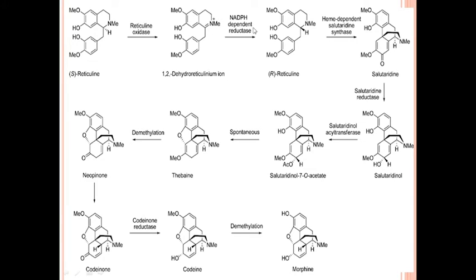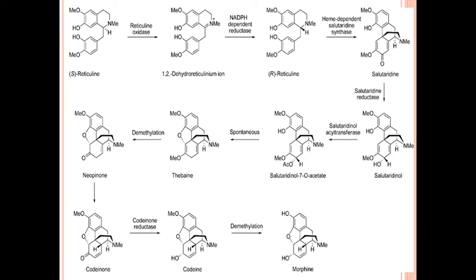Now an NADPH dependent reductase enzyme will convert that reticulinium ion to reticulin R. Here the S configuration is converted into the R configuration by using the enzyme NADPH dependent reductase. This enzyme is involved in detoxification of reactive carbonyls in plants. Whatever reactive carbonyls are present can be detoxified by using this NADPH dependent reductase, and now the S form is converted into the R form.